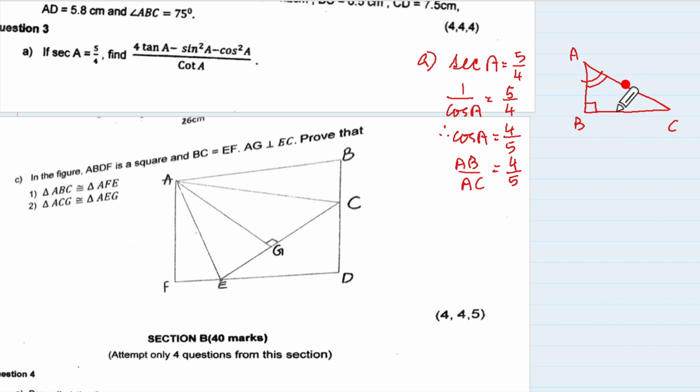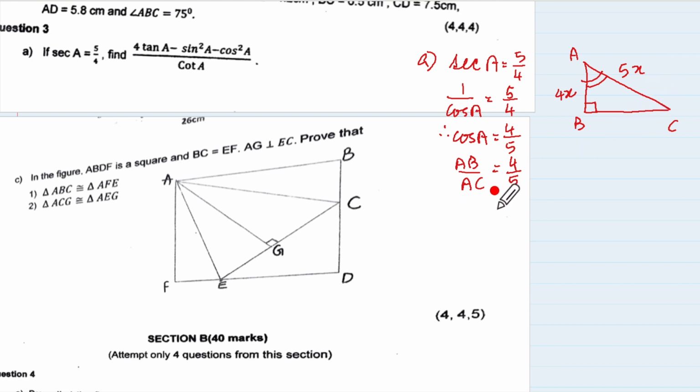Now there are many mnemonics to understand what is cos, sine and tan. Now you choose whichever one your teacher has taught you. If not, then I have the link to the shortcut to get these ratios. You can have a look at them. There are 2 videos that I have made. Alright. Now if AB is 4, so I'll call this 4x units, and AC will be 5x units, correct?